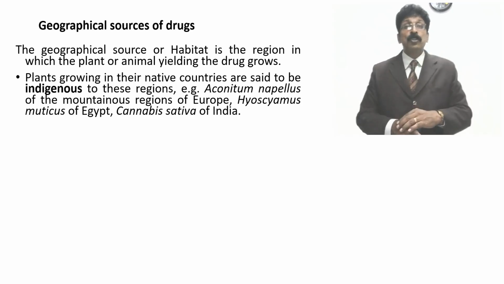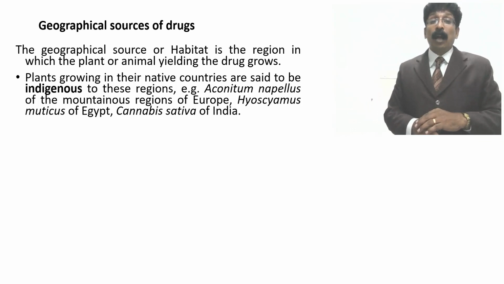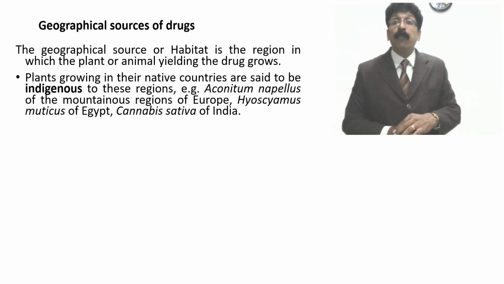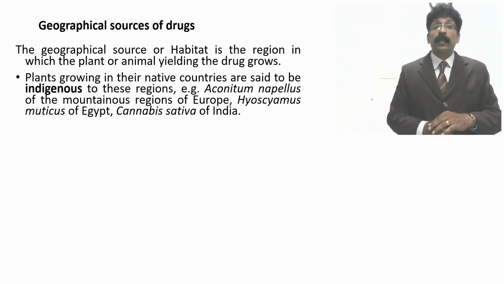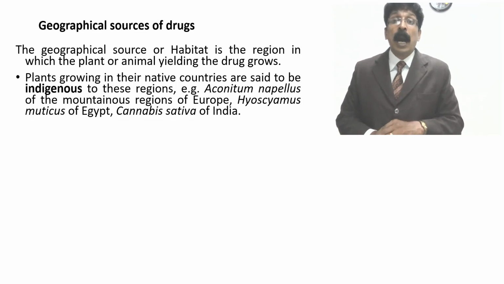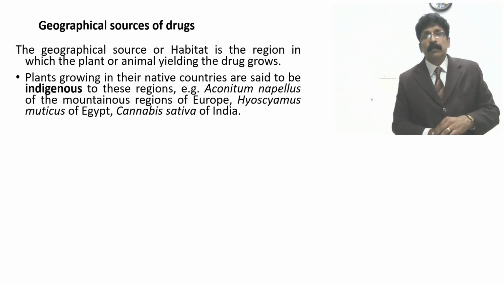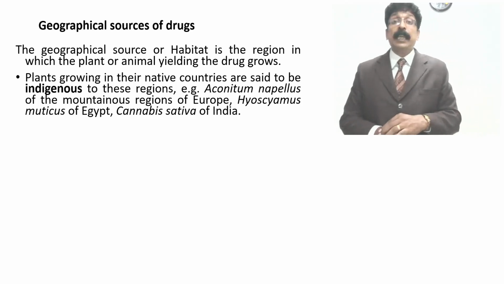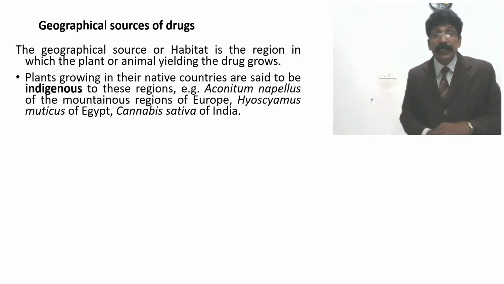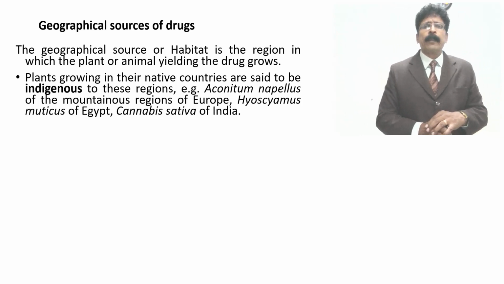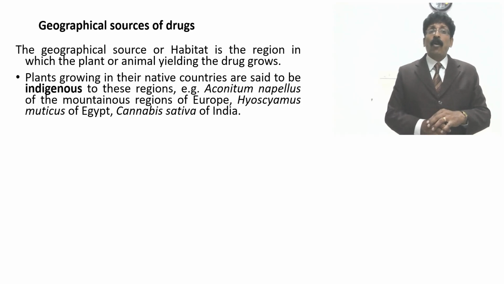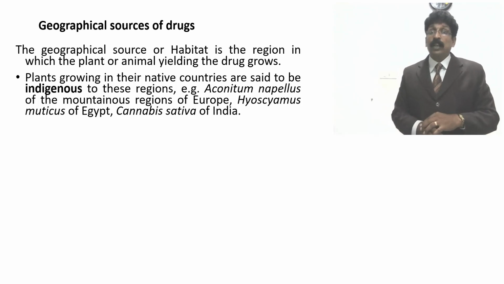Like Aconitum napellus in the mountain region of Europe; Aconitum is an important drug which is used in homeopathy. Hyoscyamus muticus is in Egypt. Cannabis sativa is from India. So they are indigenous to certain countries, certain areas, grown native to that particular country. And that is called the indigenous region, the geographical source of the drug.